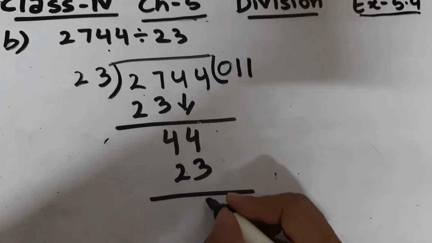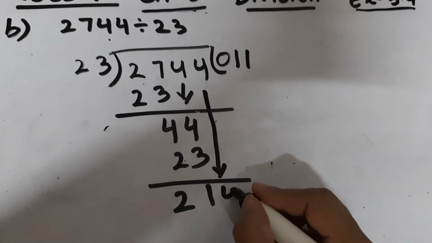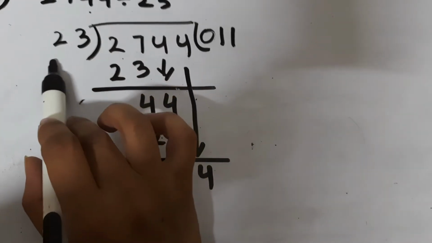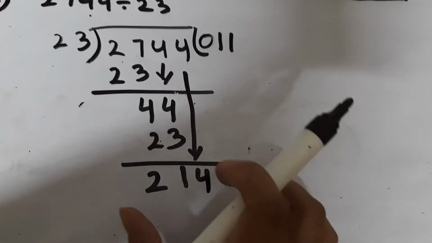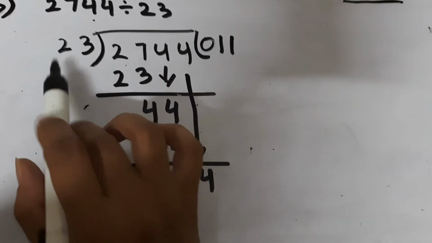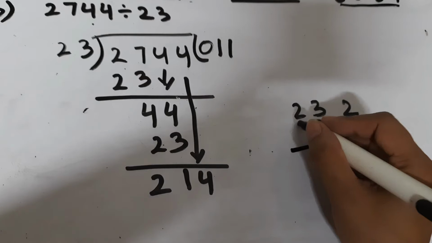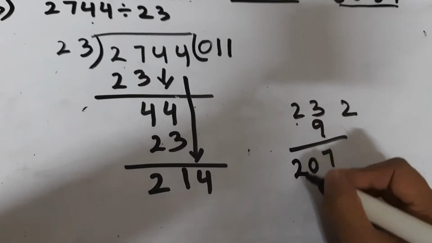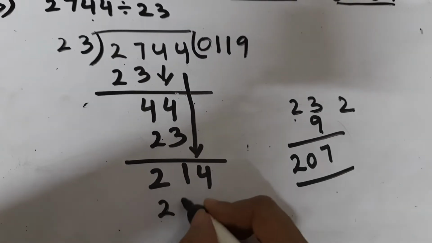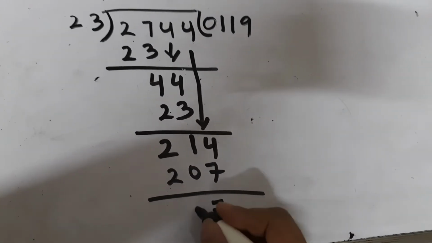Now subtract it. 4 minus 3 is 1, 4 minus 2 is 2, and bring this 4 down. Does 214 come in the table of 23? No, 214 doesn't come in the table of 23, so we will take a number just smaller than 214. You can see that 9 threes are 27, 9 twos are 18, 18 plus 2 is 20. So 23 nines are 207. Now subtract it. 14 minus 7 is 7, 0 minus 0 is 0.